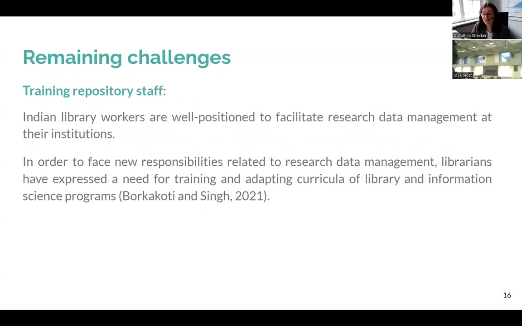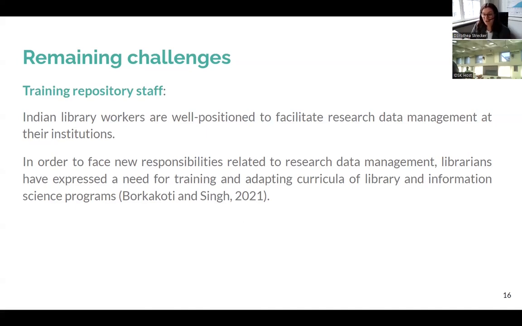Another area is the training of repository staff. So of course, repository staff needs to be very skilled because it's complex work. And many sources I read state that Indian library workers are well positioned to facilitate research data management at their institutions. And that is because librarians or library workers have a lot of experience with managing digital information objects already. So that is a great resource to use, I think, although some training might still be required.